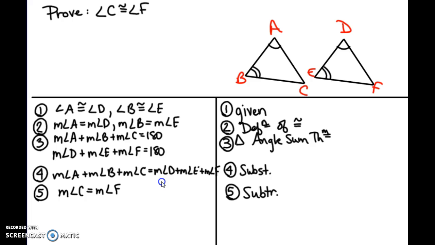Now, the only thing different between what I have and what I want is a congruent symbol. So my last step will be angle C is congruent to angle F. And that is by definition of congruence again.